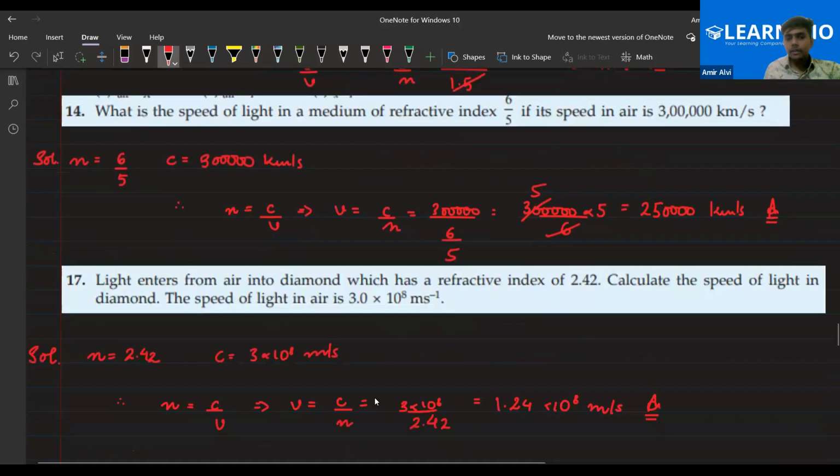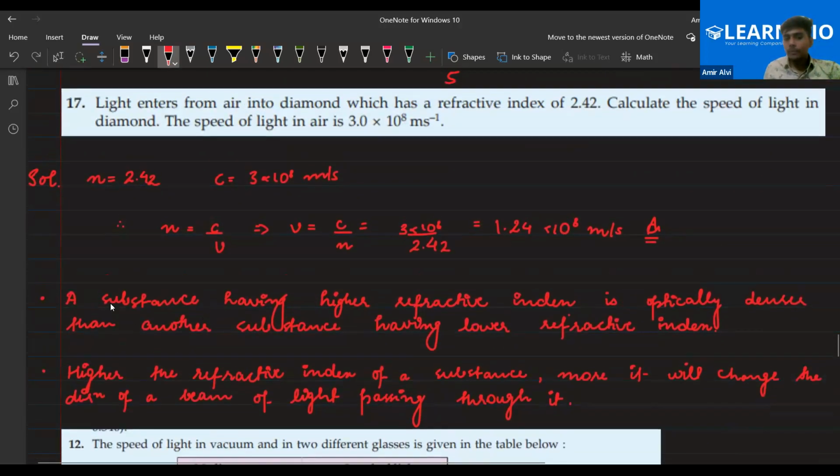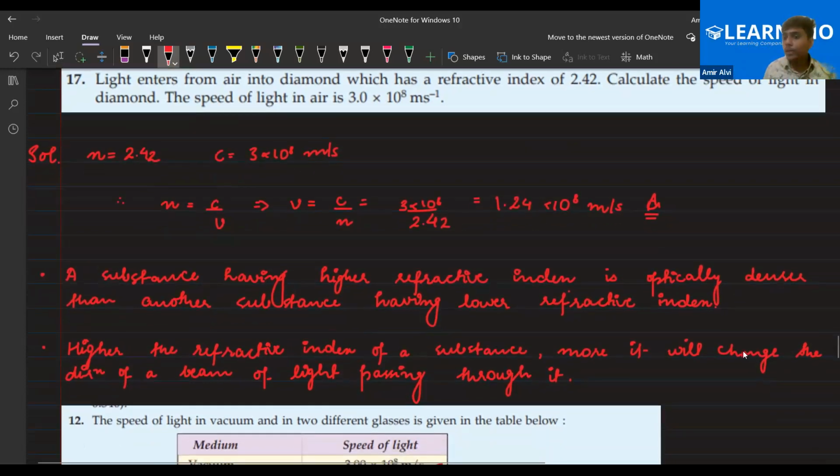Chalo, that's great. One more thing: a substance having high refractive index is optically denser. It means that the higher the refractive index, the higher will be the ability to bend the light towards the normal. Clear, everyone? And lower will be the speed. High refractive index means speed will get decreased, because high refractive index means it is more dense. Light will travel at a much slower speed than in the rarer medium. Next, the higher the refractive index of a substance, the more it will change the direction of a beam of light passing through it. Right, everyone?